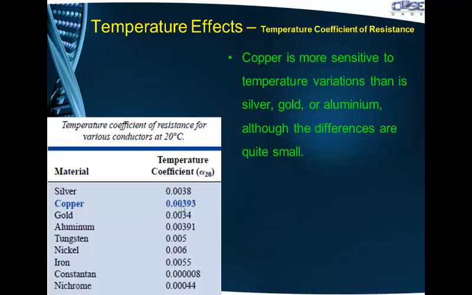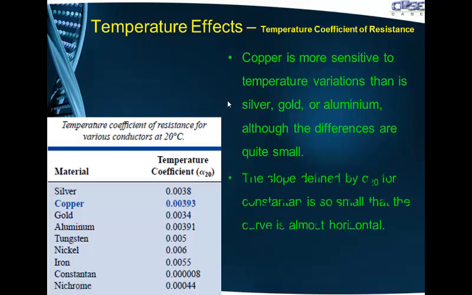Here copper has a temperature coefficient higher than silver or gold, so copper is more sensitive to temperature variations than any other material here. You can see that constantan has a very small alpha value. This indicates that this material is little affected by temperature. The slope defined by alpha 20 for constantan is so small that the curve is almost horizontal.